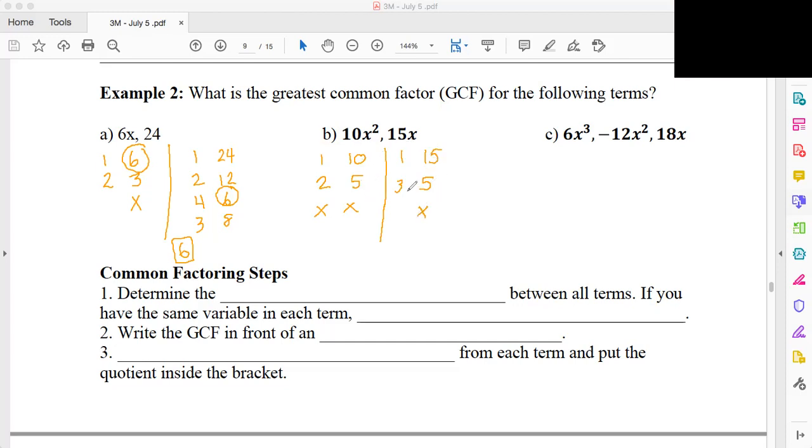So we're going to look at the numbers first. Which number do they have in common that is the greatest, the biggest? So we have 5. And then we have 1x. That was an awful circle. So that means that our greatest common factor is going to be 5x.